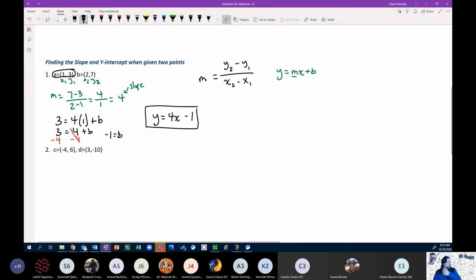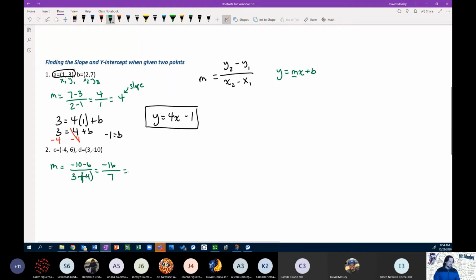So we can find the rule if all we're provided is just 2 points, 2 coordinates. We can go through the same process here for number 2. We have m equals negative 10 minus 6 divided by 3 minus negative 4. Negative 10 minus 6 is negative 16. 3 minus negative 4 turns into 3 plus 4. So that's 7.